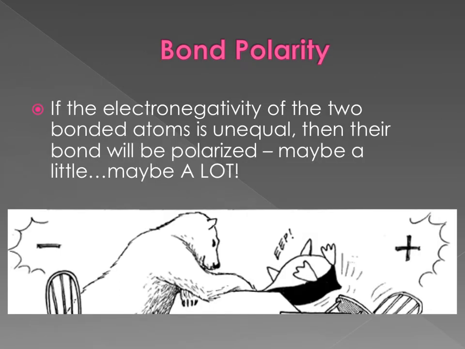So if the electronegativity values of the two bonded atoms are unequal, then their bond will be polarized, maybe a little, maybe a lot. And this is where we can get an ionic bond forming between the atoms. In that case, the electronegativity values have the biggest difference, and when we have a very large electronegativity difference, it usually happens between a metal and a non-metal.